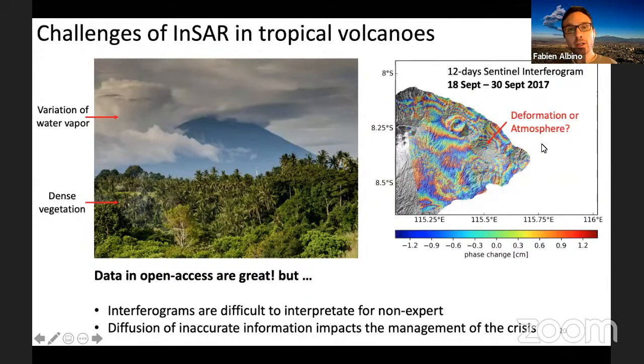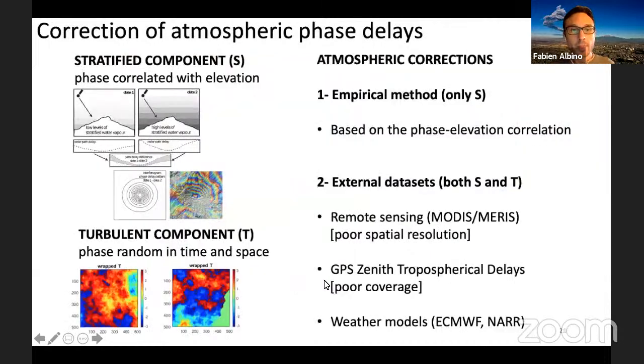It was very challenging during the seismic crisis that this kind of open access data, Sentinel-1, which can be processed by anyone, was published on social media and ended up having a negative impact on the management of the crisis. So I think there is a responsibility of the scientists and the community to be careful when interpreting this kind of individual interferogram, as they can be misleading for non-experts, of course.